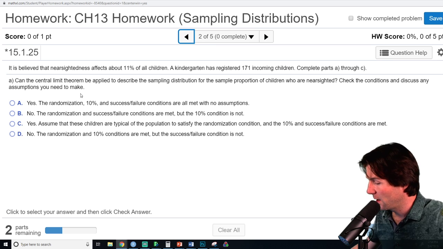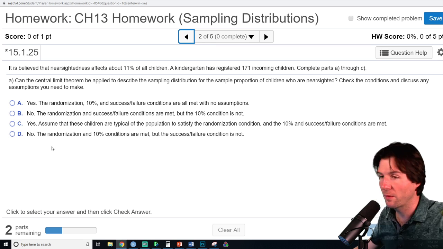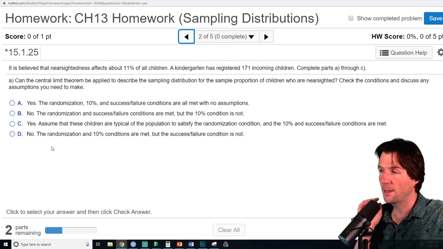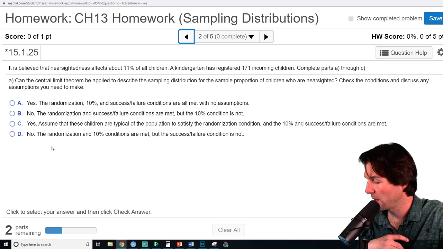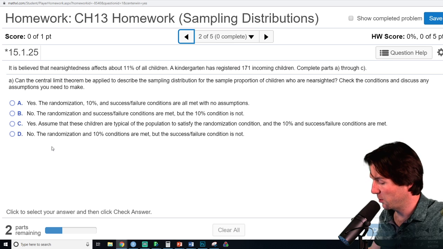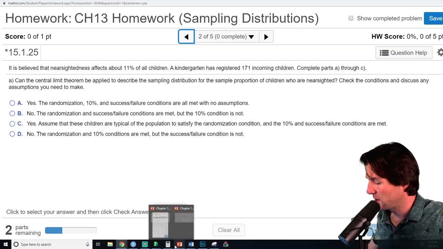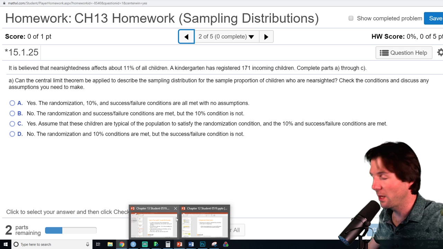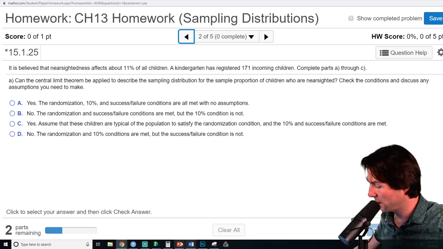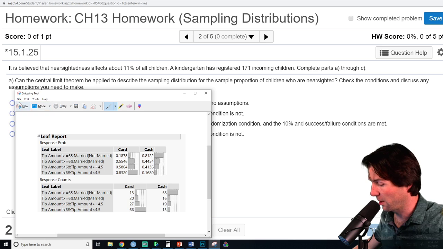Boom, we got it. Okay, so with this problem right here, we have 3 conditions. We have random, 10%, and success failure. So when we look at this, we should know how to do success failure. Success failure is going to be NP times NQ. Now, I want to go through this slowly and talk about it here.